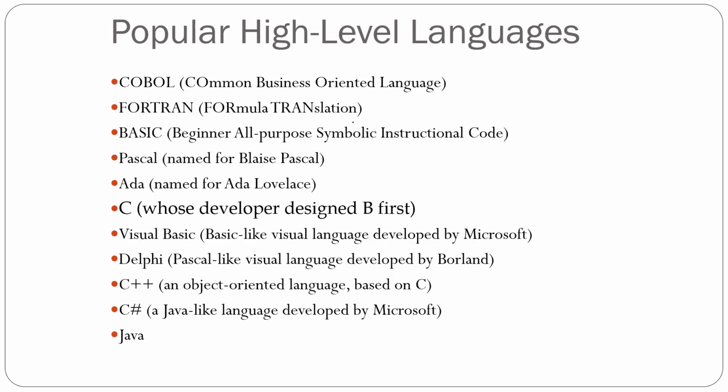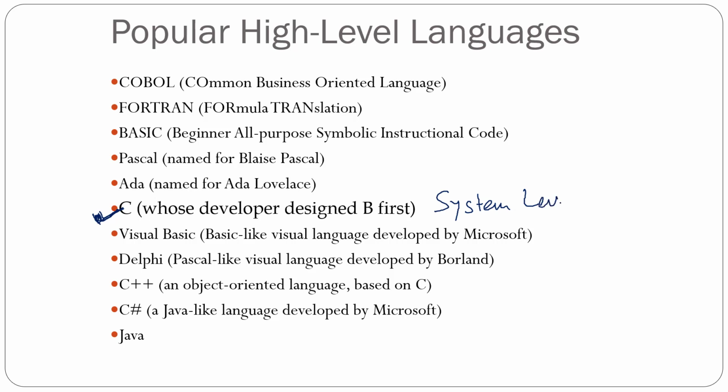COBOL was very popular, I'd say maybe some 20 years back. Similarly, Fortran was very popular around the 80s or late 70s. After that, BASIC came, then Pascal, then Ada, then came C. C was a very popular programming language. It is still very popular, but it is not a low level programming language; we call it a system level programming language.